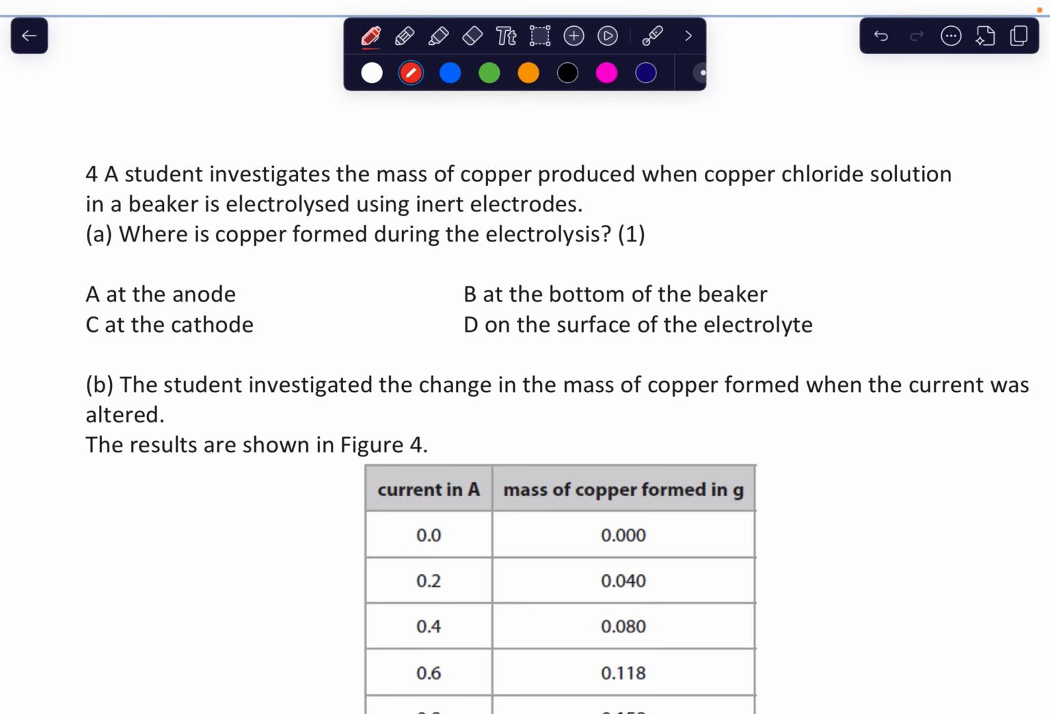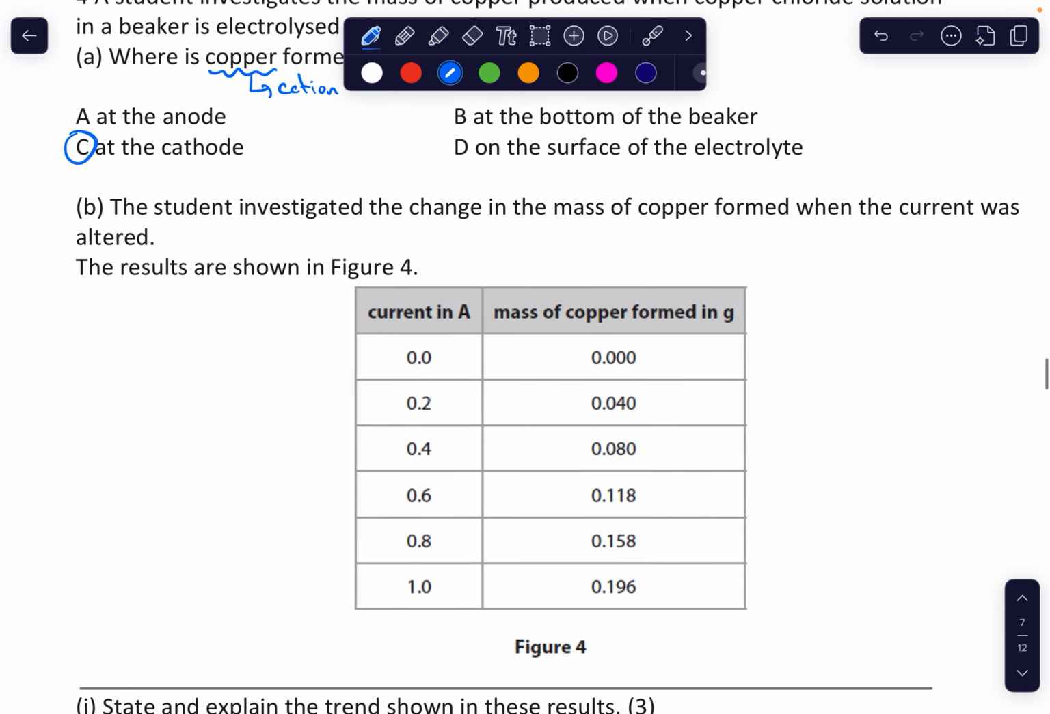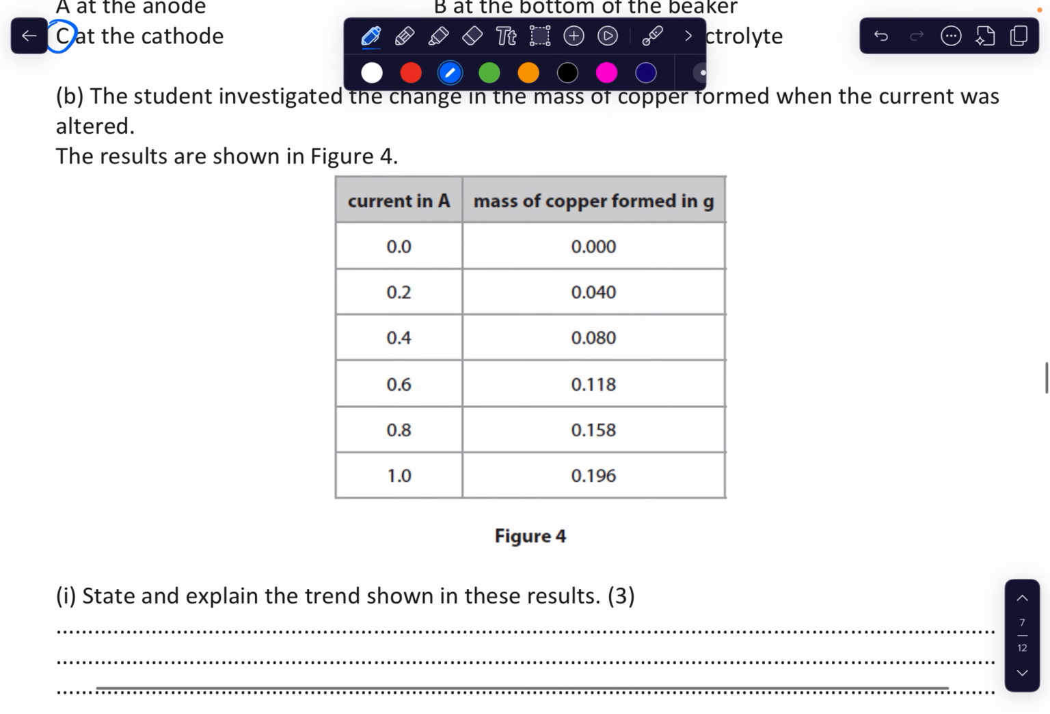Okay, so in this practical here, initially it wants to tell us where the copper is formed during electrolysis. Remember, copper is a metal, and therefore it is going to form a cation, and cations are attracted to the cathode. So the cathode is where the metal will form. Then we've got some results, and it says state and explain the trend in these results.